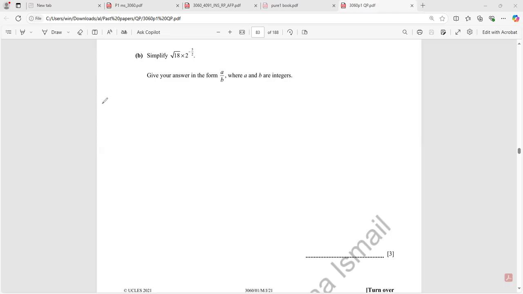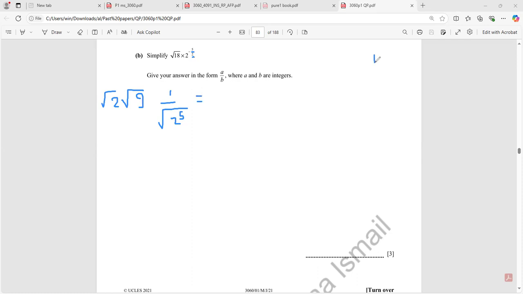So 18, I think it's root 2 multiplied by root 9. Is it 2 times 9? Then it will be times 2. The denominator is the root. This is the square root, okay? And the 5 will be a power, and the negative will be down. So it will be 1 over the square root of 2 to the power of 5. And 2 to the power of 5 is equal to 32.